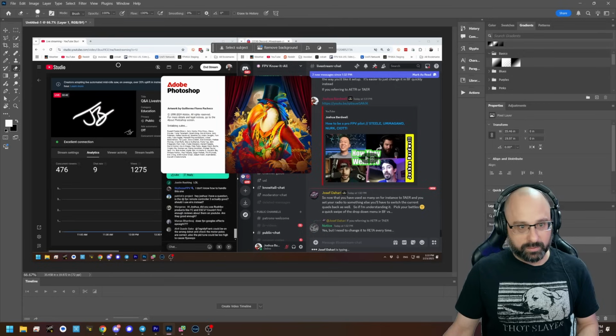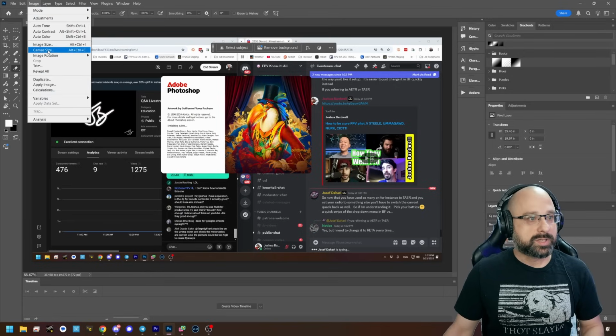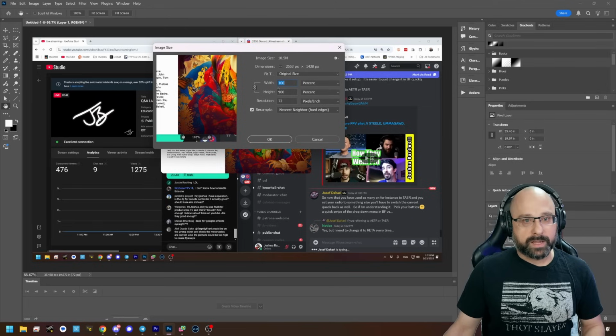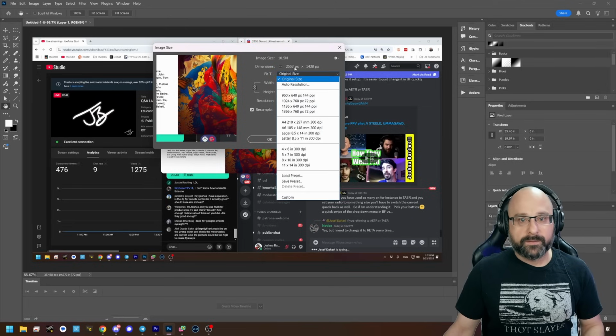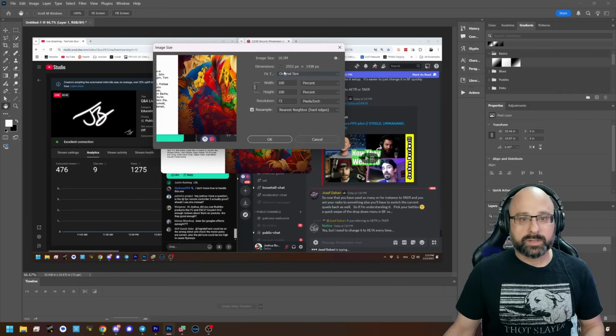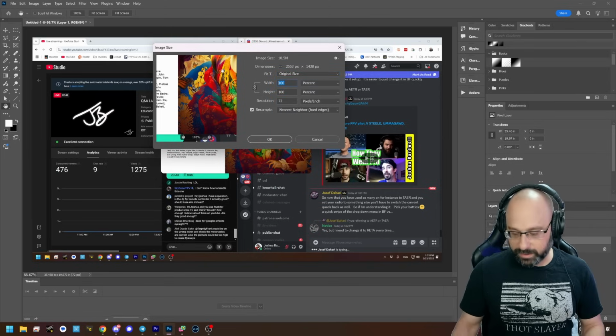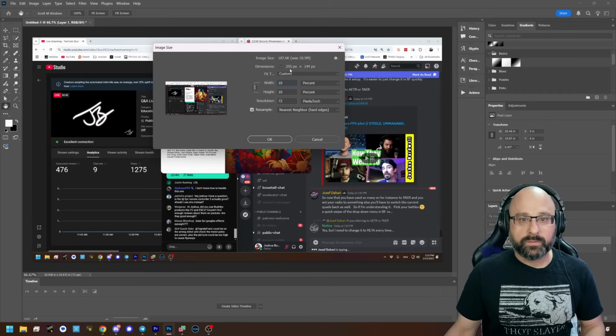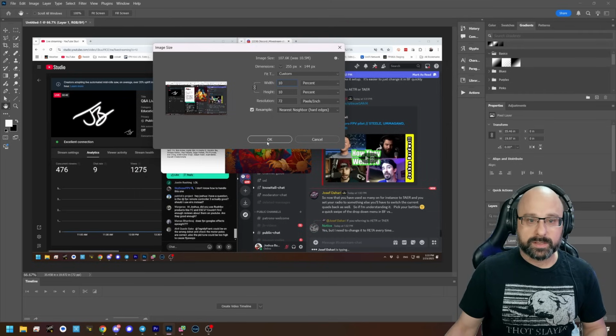Let me see. Control resize. Image size. Yeah, so this is 2553 by 1438 pixels. I'm going to take this down to a smaller resolution. Let's take this down to 10%. That's going to be 255 pixels by 144 pixels.